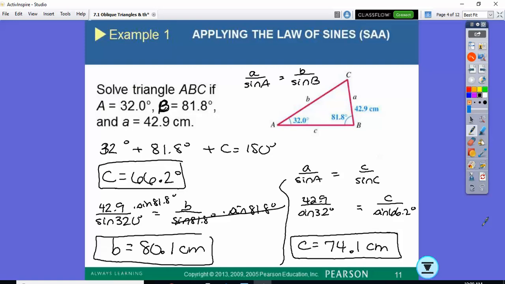I confused myself. So I'm just typing in 42.4 divided by the sine of 32. Make sure you close that parenthesis. So we have that fraction times the sine of 66.2. Oops. Thank you. Did I type in something wrong? Oh, I put 42.4 instead of 42.9. That's why your answers are skewed.